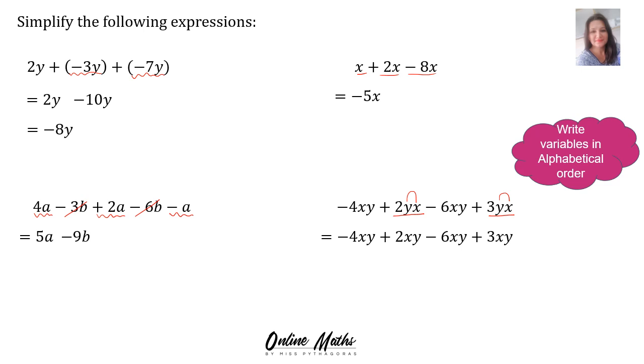So on the negatives, -4xy, -6xy is -10xy, and then the positives, 2xy plus 3xy is 5xy, and then they are indeed like terms, so we can say -10xy plus 5xy is -5xy.